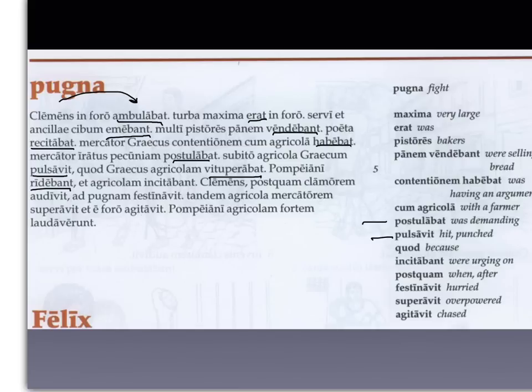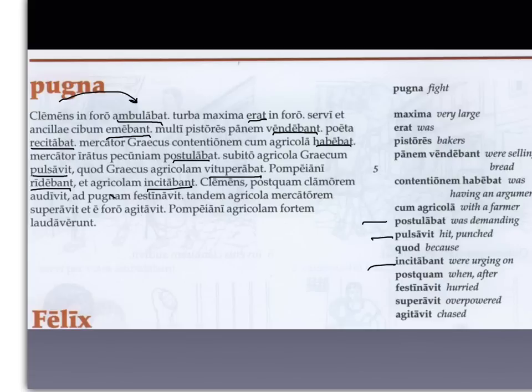Et agriculum incitabant. The temptation here would be to make agriculum your subject, but you can't because it ends in an M. So I know my subject is still the Pompeians. Okay? And what were the Pompeians doing? I know it has a B, the verb, so they were doing something. I look on the side, and it says we're urging on, encouraging someone. So the Pompeians were laughing and urging on the farmer.